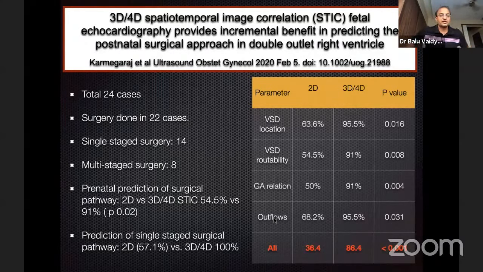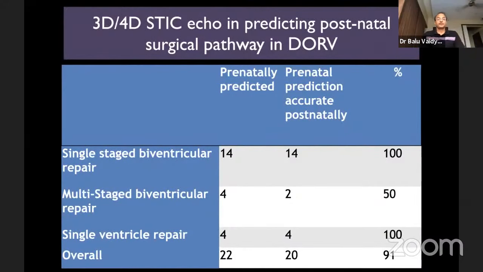And using the 3D, 4D, we could predict the postnatal surgical pathway accurately in 91% of cases compared to 54.5% with 2D. And for single stage correction like arterial switch, the predictive accuracy was 100% with 3D, 4D. So this is really quite a remarkable difference with 3D, 4D imaging, which we got from this study. So this is the same thing. The overall prediction with 3D, 4D was 91% and 100% for the single stage repair.